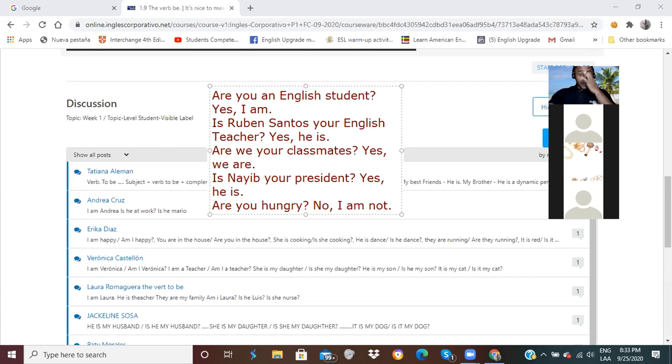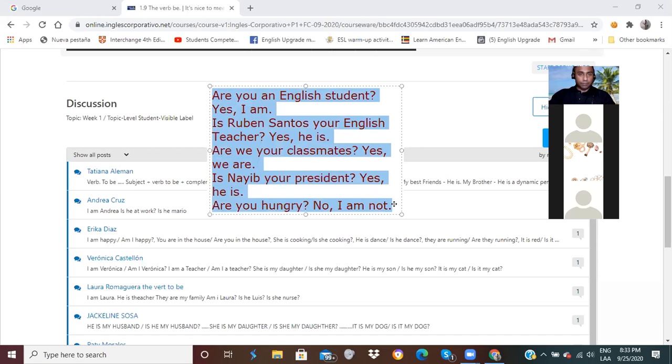Okay, so you're going to write at least 5 original examples similar to these examples. Everybody repeat, please. Are you an English student? Yes, I am. Is Ruben Santos your English teacher?